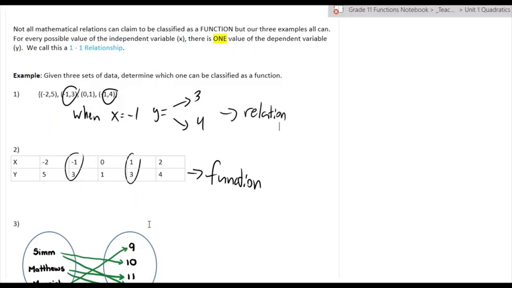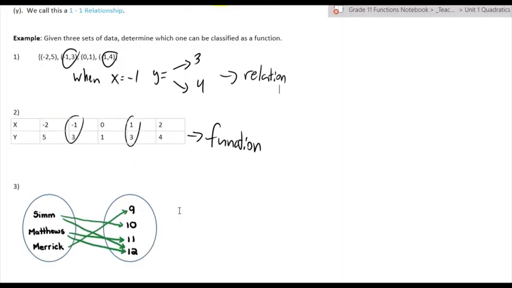In our third example here, we have our three teachers, Mr. Sim, Ms. Matthews, and Ms. Merrick, and they are corresponding to different grades that they teach. Ms. Merrick here, for instance, is corresponding only to 9. Mr. Sim is corresponding to 10 and 12, and Ms. Matthews is corresponding to 11 and 12. This can't be represented as a function.